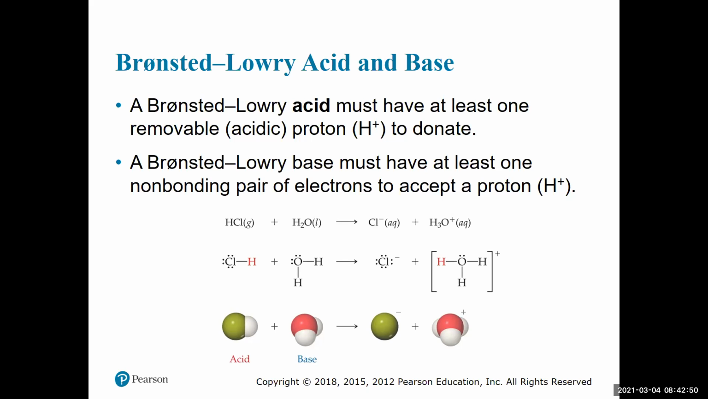In this case, we see the water molecule has two non-bonding pairs of electrons. Non-bonding pairs of electrons, if you remember, are just electron pairs that aren't involved in a bond. They're sitting out there free. They're more commonly called lone pairs of electrons. Water has two lone pairs of electrons, symbolized by the 4 dots that you see on it. That allows it to accept that proton from, in this case, hydrochloric acid, HCl.